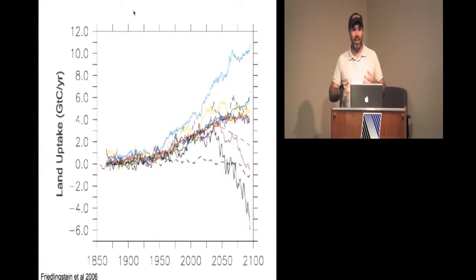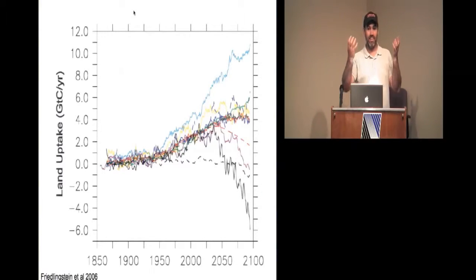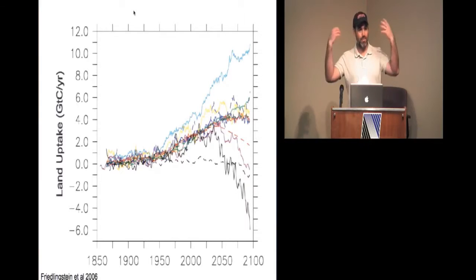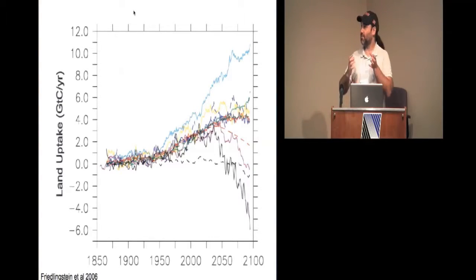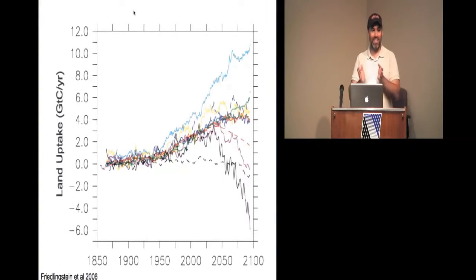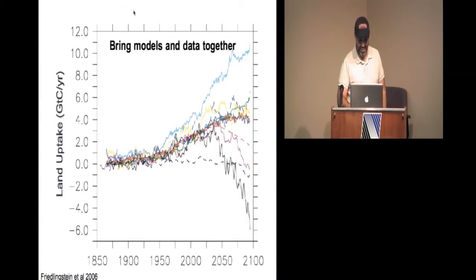So we're talking about potentially a sink equivalent or larger than current emissions by humans, or a source of similar size to emissions by humans. So that's a pretty big range of uncertainty. So how do we deal with that? How do we reduce that?